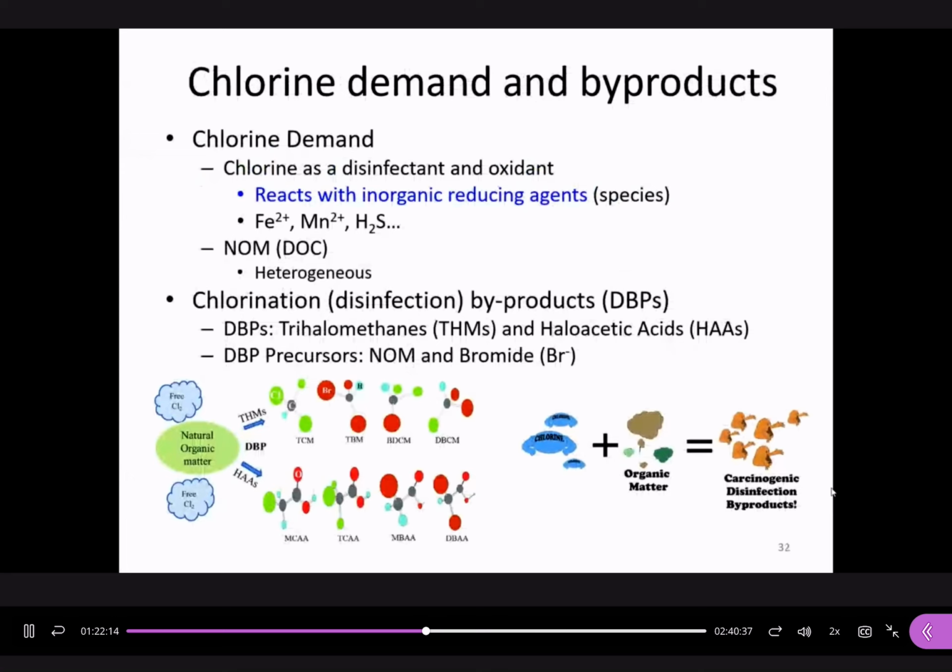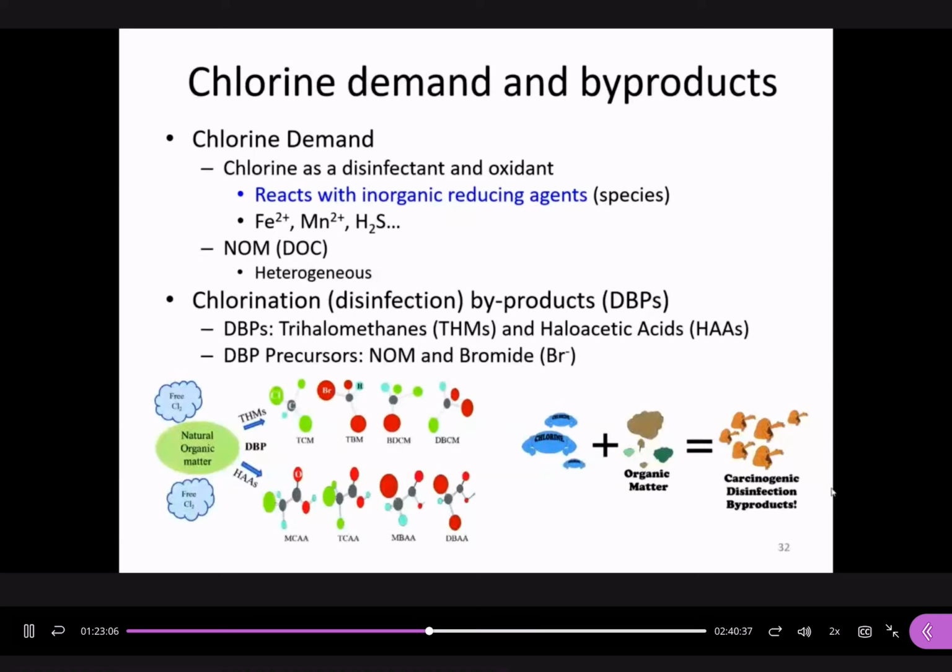Okay. And chlorine demand. Right. So it reacts with inorganic reducing species such as iron 2, manganese 2, hydrogen sulfide. So there will be redox reactions between free chlorine, because they are oxidants, and these reducing species. And the reaction consumes chlorine. And we also have NOM, natural organic matter or dissolved organic carbon. They consume chlorine as well.